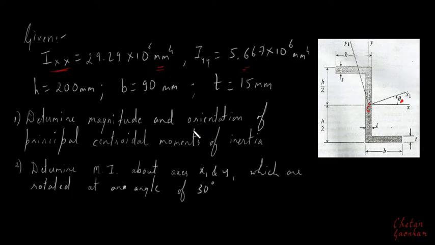So let us start. Let us see how to determine the magnitude and orientation of the principal centroidal moment of inertia. Before that, he has given some data here. He is saying that h is 200 mm. So this total length is 200 mm. That means this is 100, this is 100, because total h is 200. The thickness is 15. That means this is 15, this is 15, this is 15. So this thickness is 15, this is 15, and also this is 15 from here to here. This is also 15. Here, this t is 15.